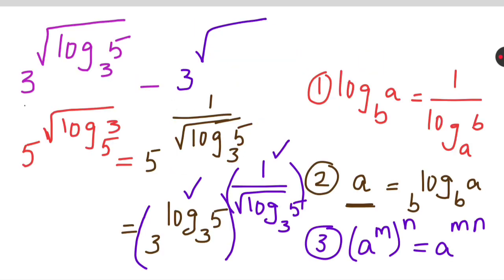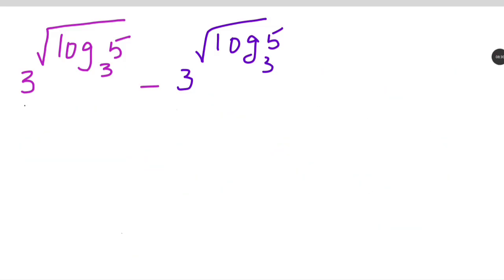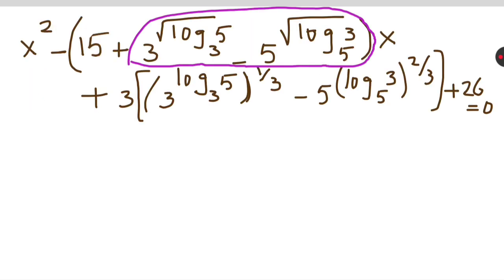3 raised to the square root of log 5 with base 3. Now observe here, the first term 3 raised to the square root of log 5 with base 3 minus the second term 3 raised to the power of log 5 with base 3. So we can cancel these two because these two terms are the same. So the result is 0. That means this part is 0.